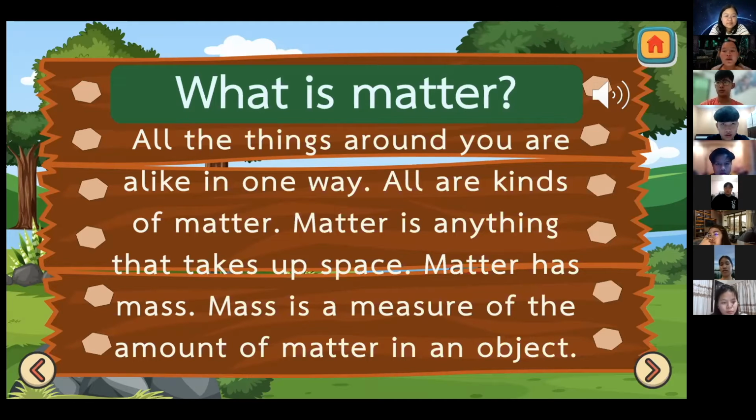So I will explain about this paragraph. What is matter? Matter is anything around you, like a paper, a pen, or a pencil. Matter has mass, and mass is a measure of the amount of matter in an object. Okay, does everyone understand this paragraph? Yes. Okay, let's move to the next paragraph.